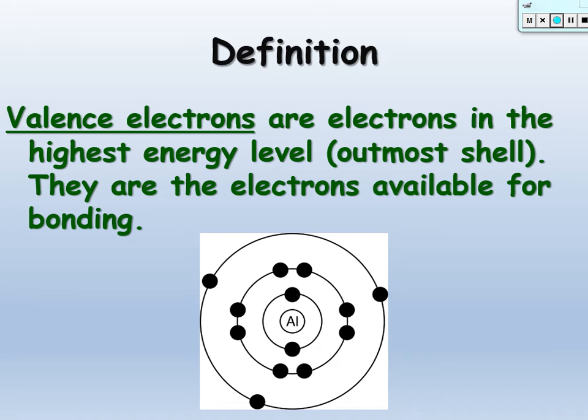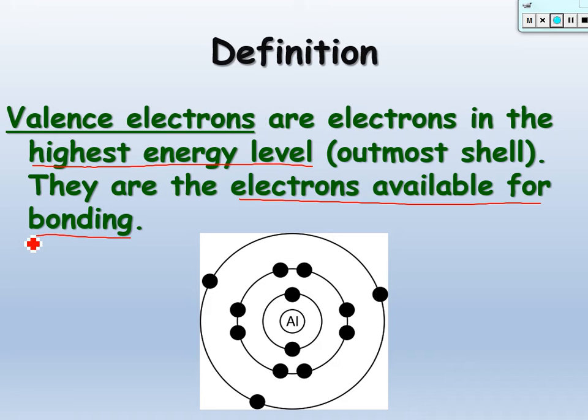Okay, valence electrons. You have to write the definition in your guided notes. They are electrons in the highest energy level, the outermost shell. They are the electrons available for bonding. So valence electrons are in the highest energy level, and these are the electrons available for bonding with other atoms, with other elements.